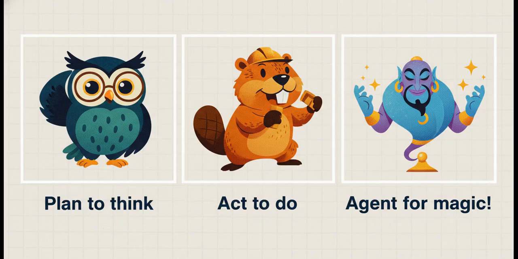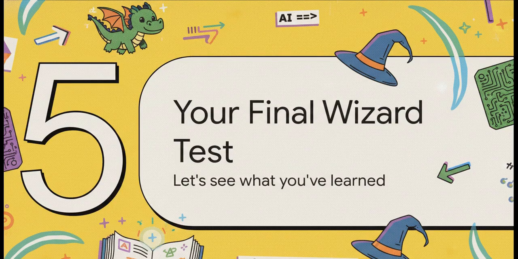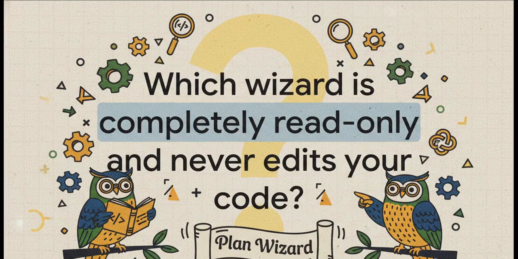Awesome job! It is time for your final wizard test. You have learned so much about our 3 magical AI friends. Let's see if you're ready to graduate from wizard school with a couple of quick questions. Okay, first question. Which wizard is the super safe one that is read-only and promises to never ever change your code? The answer is the plan wizard.